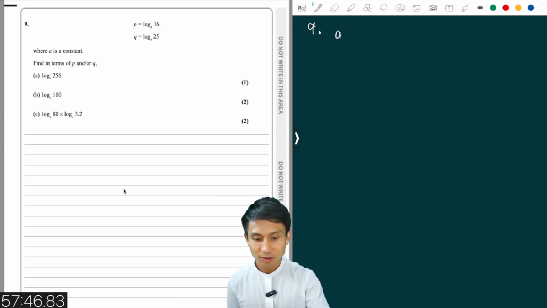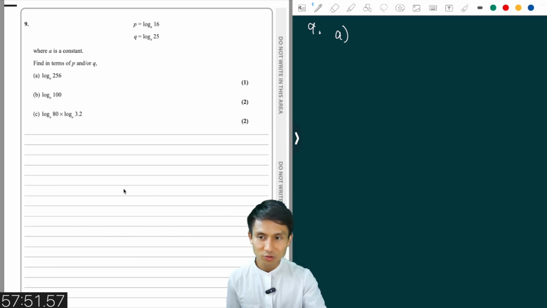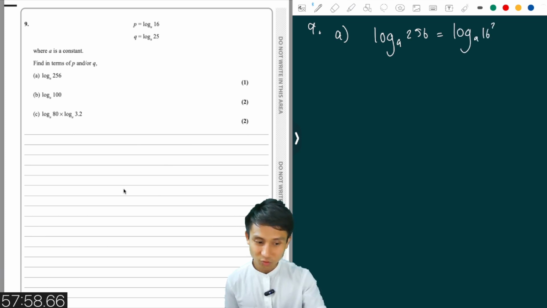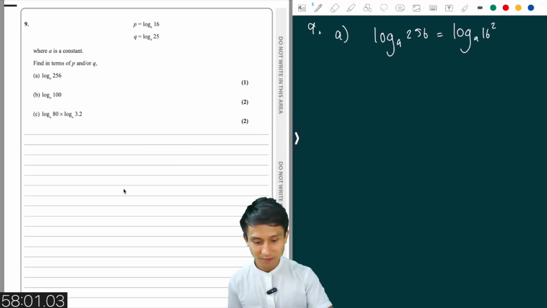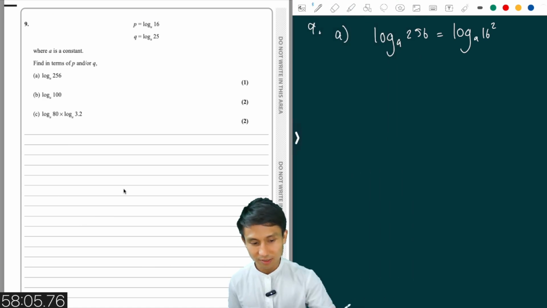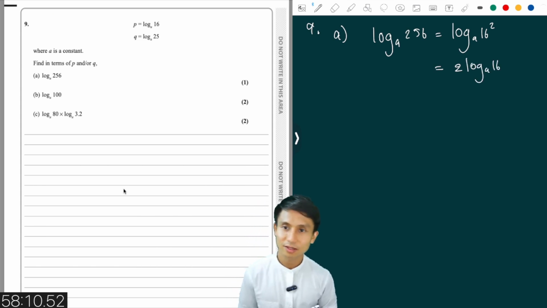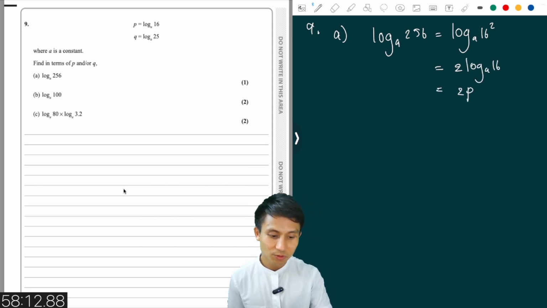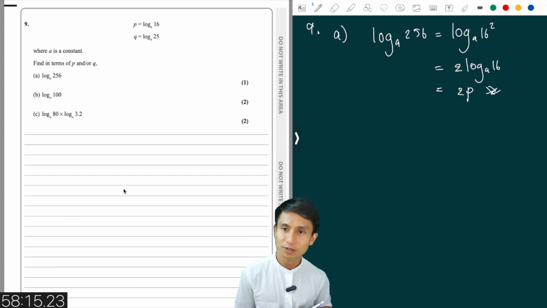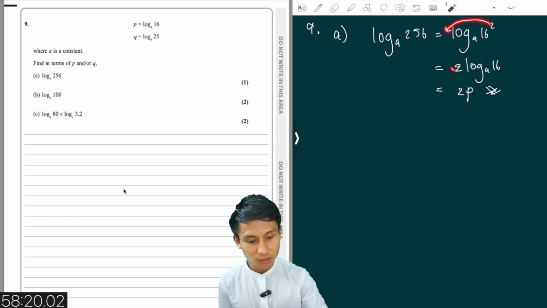So, part A, well, log A of 256 is basically log A of 16 squared. Yeah, let me check if I'm right. 16 squared, yeah, 256. That means it is 2 log base A of 16. And we already know that that is going to be 2p for the first one, because log A of 16 is p. Yeah, so you use the log property to put 2 in the front here.